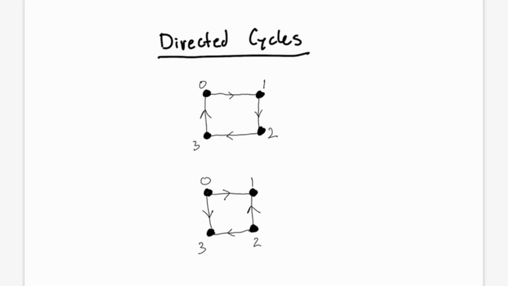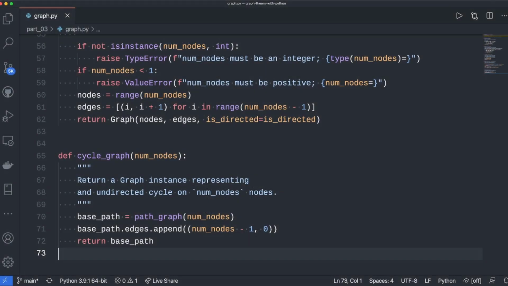edge's directions. Coding the function for directed cycles works just like for undirected cycles. We just have to set the isDirected property of our graph instance to true. Let's hop back to the editor and see how to do that. Rather than writing a new function that returns a directed cycle, we can just modify the cycle graph function to handle that for us, much like we did with the directed paths.